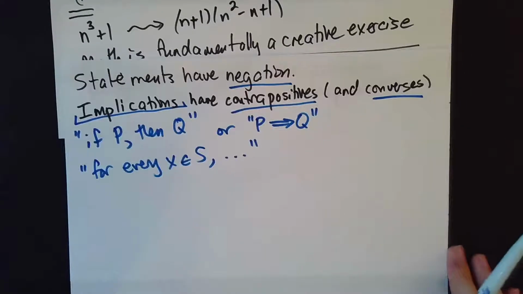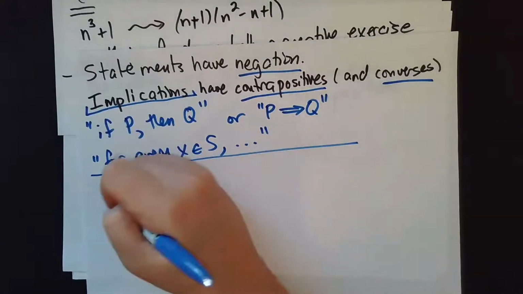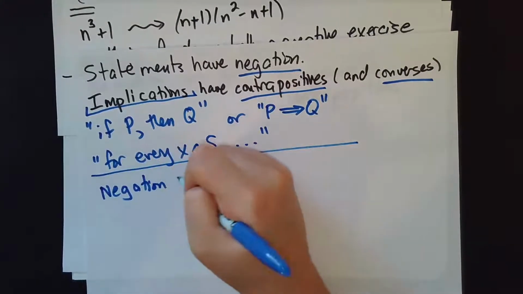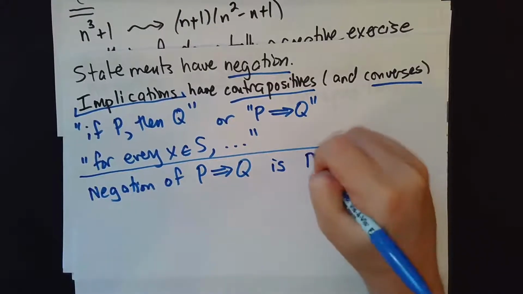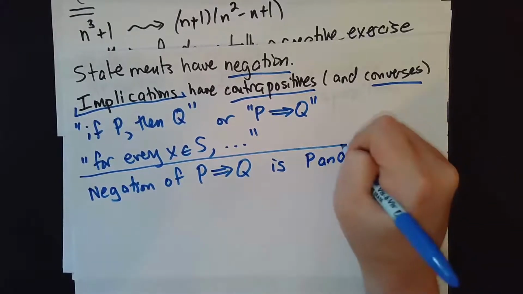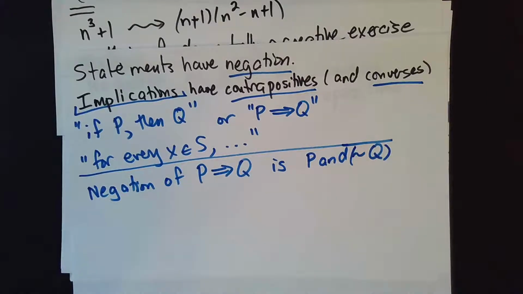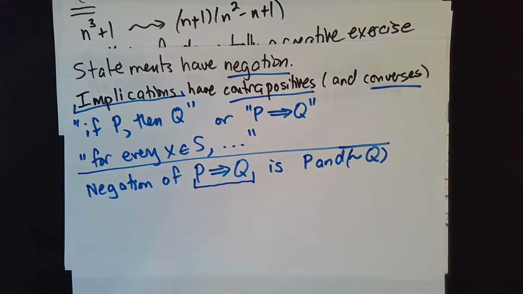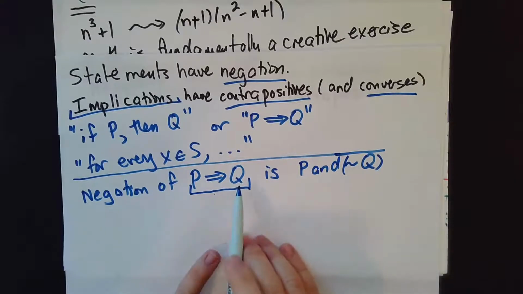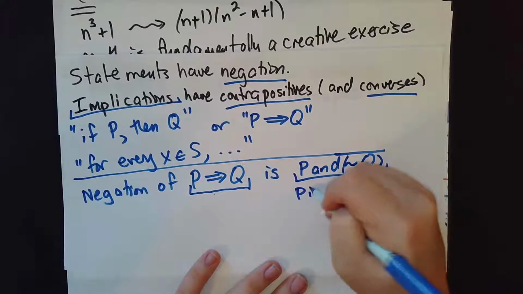And so what is the negation, contrapositive, and converse of P implies Q? The negation of P implies Q is always P and not Q. This is the thing which has the opposite truth value of P implies Q. So if P implies Q is false, what does that mean? That exactly means that P is true and Q is false. And really all this says is P is true and Q is false.